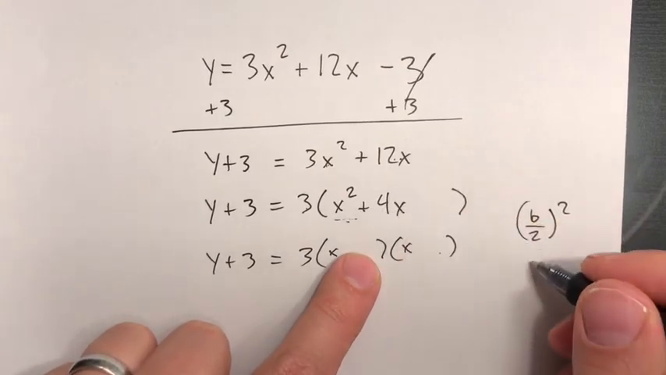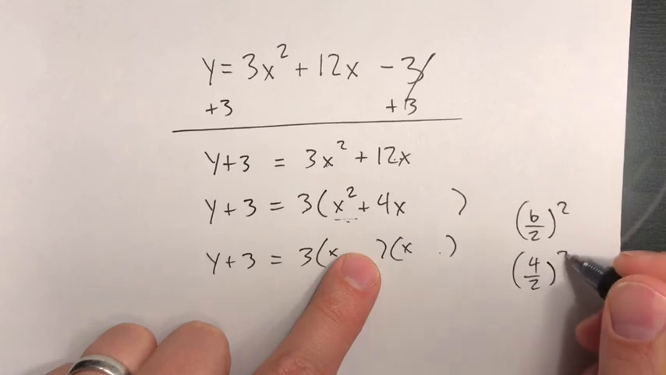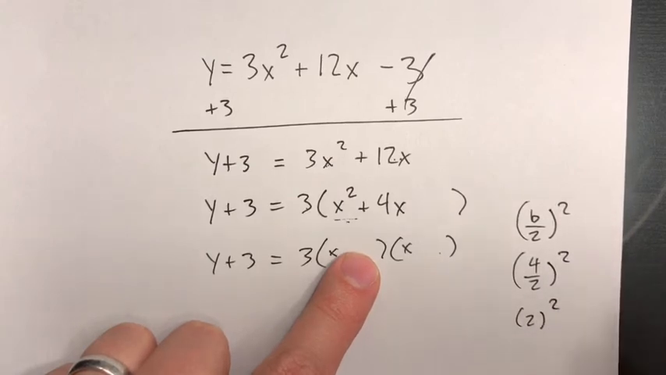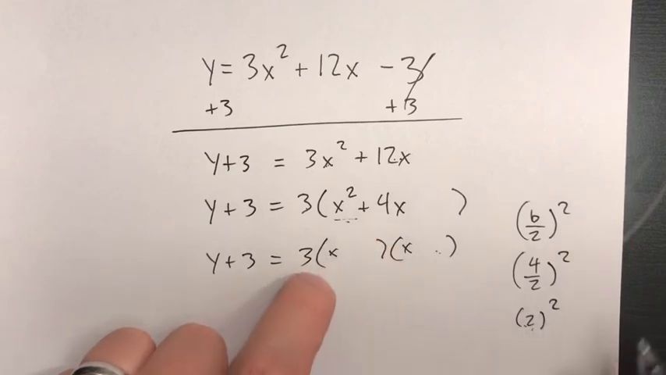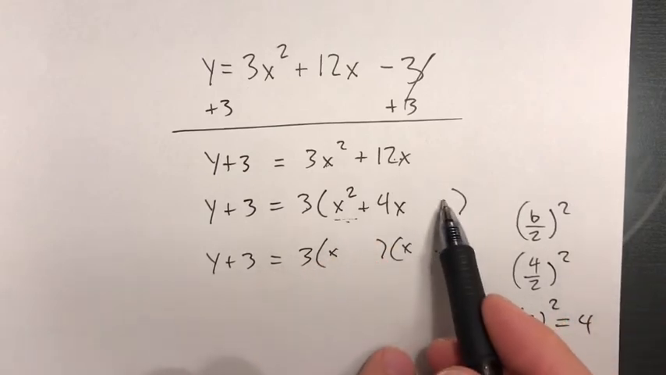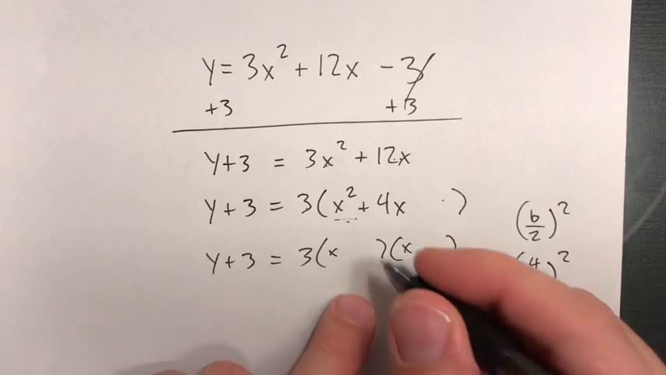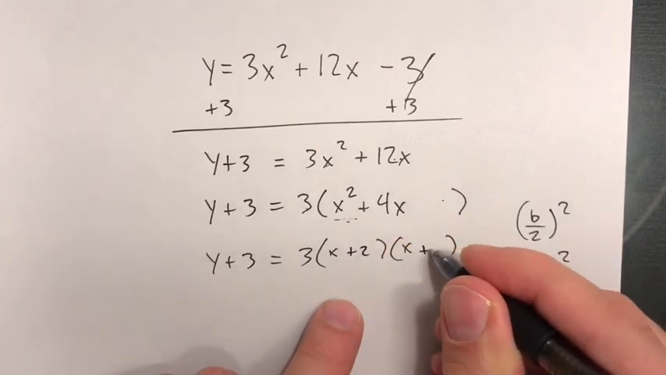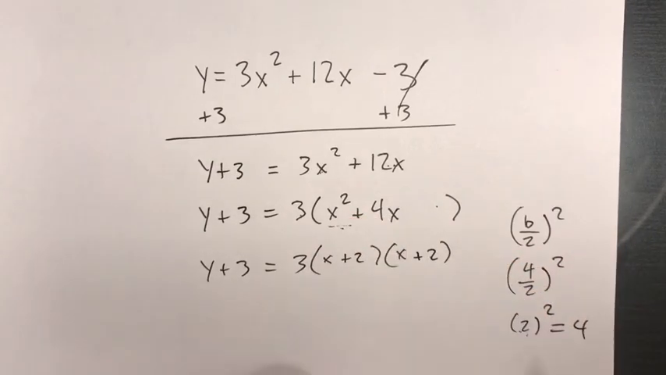So 4 divided by 2 squared, which is really 2 squared, right? That number 2 would be the number that goes here, and then 2 squared would be the number that goes there, okay? So we're going to put a plus 2 and a plus 2. Notice those things will have to add up to that. And then 2 times 2, that would give me that 4 here.